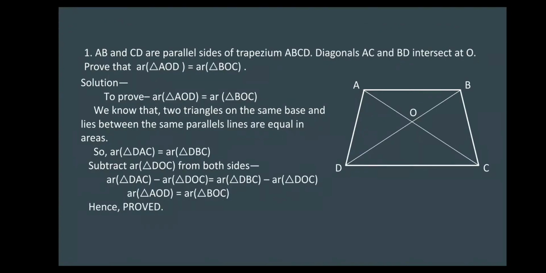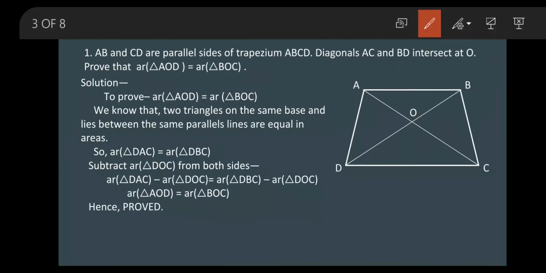The first question is: AB and CD are parallel sides of trapezium ABCD. Diagonals AC and BD intersect at O. Prove that area of triangle AOD is equal to area of triangle BOC.